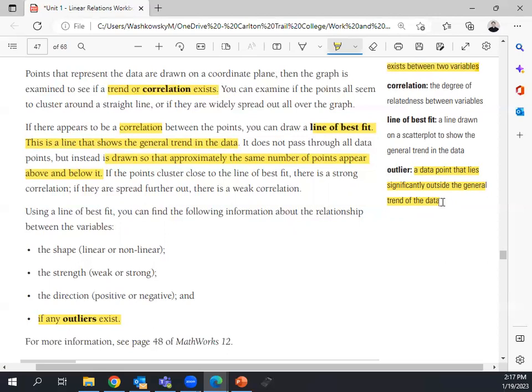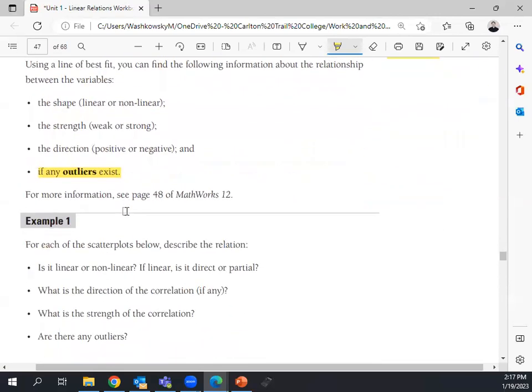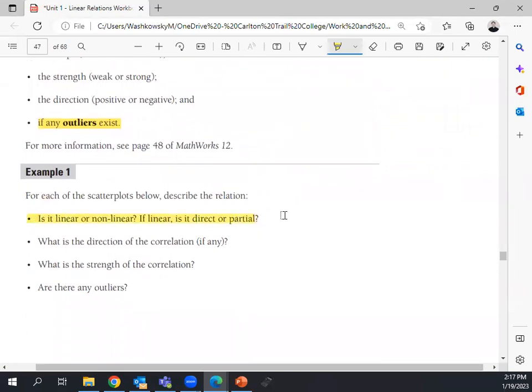What I want us to do is stay on page 55 for what I'm going to go to. I'm going to go to page 56. Keep your booklet on 55. We're going to want to answer these 4 questions right here, based on these graphs that we're about to see. Is it linear or nonlinear? What's the direction of the correlation? Is there a correlation? What's the strength of it? And are there any outliers?